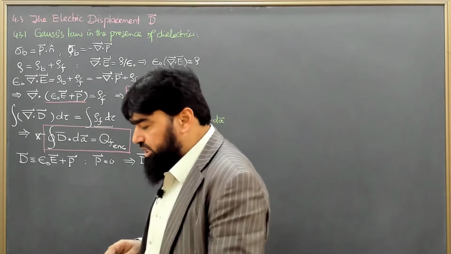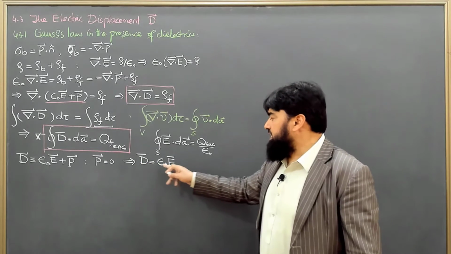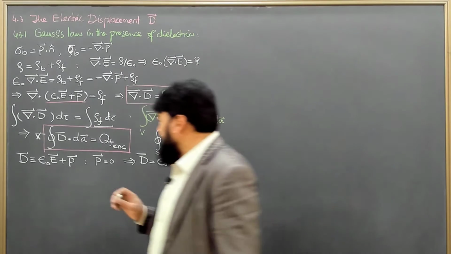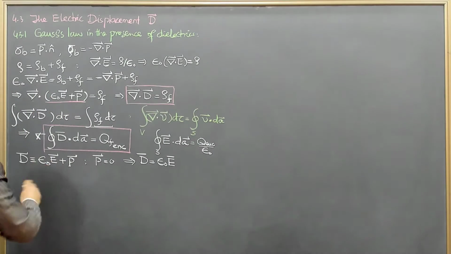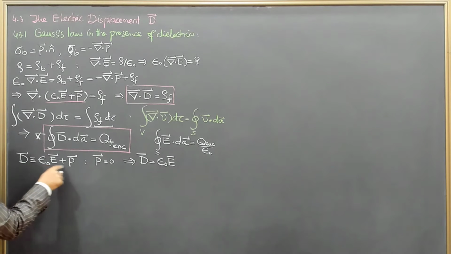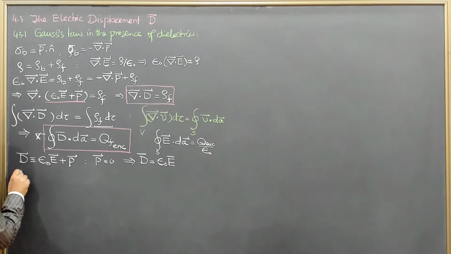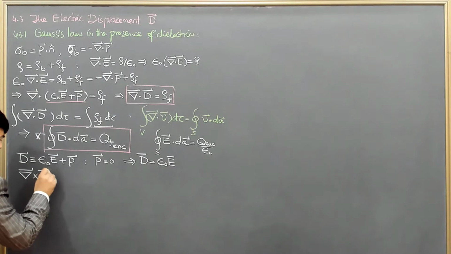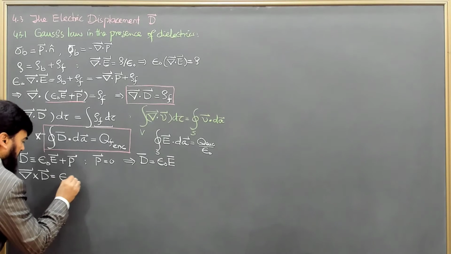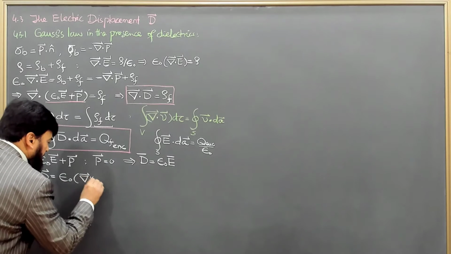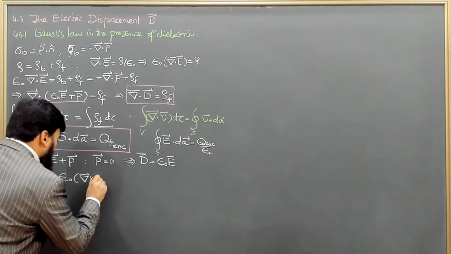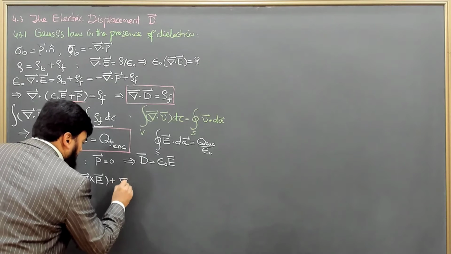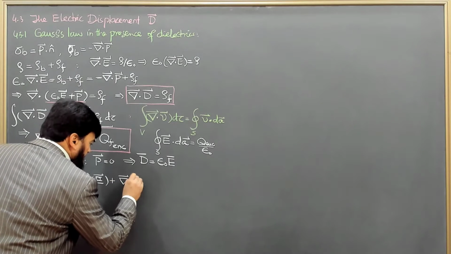But can we say that D is just a scaled-up E? It is not right. Because, for example, if I take the relation D equals epsilon naught E plus P, and take the curl of this, del cross D is epsilon naught del cross E plus del cross P.